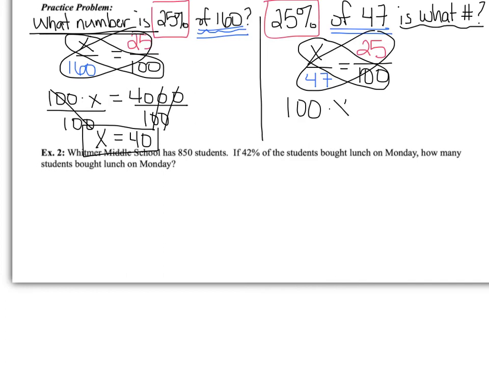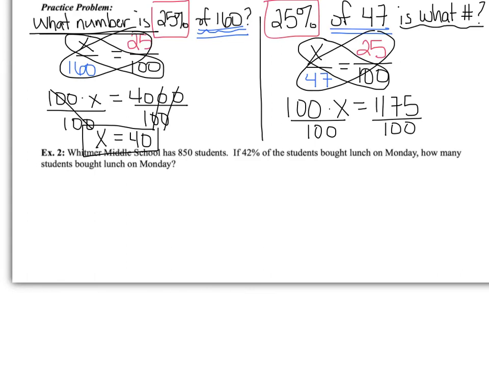Set up my cross products. 100 times X equals whatever 47 times 25 is. That's 1175. Divide both sides by 100.